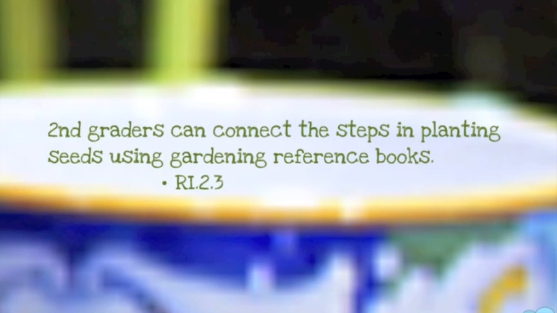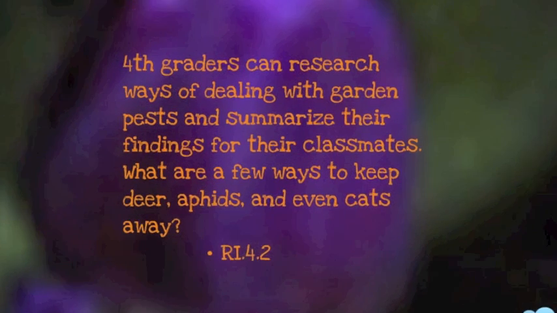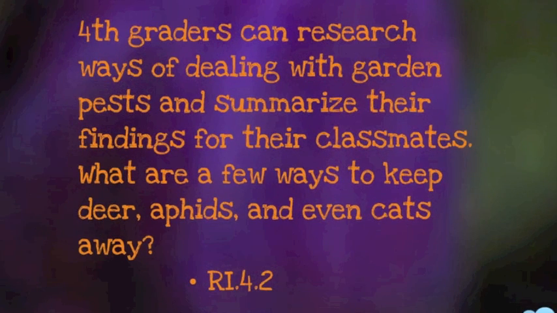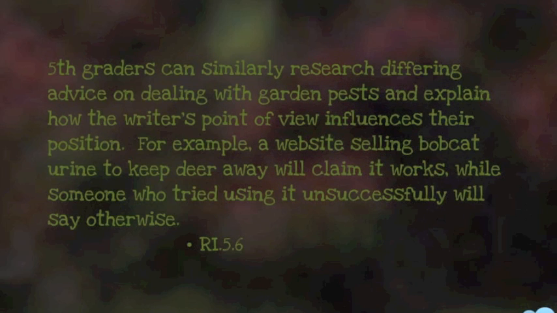Second graders can connect the steps in planting seeds using gardening reference books. Third graders can describe the cause and effect relationship between soil pH and growth rates of specific plants based on their book research and soil acidity testing. Fourth graders can research ways of dealing with garden pests and summarize their findings for their classmates. Fifth graders can similarly research differing advice on dealing with garden pests and explain how the writer's point of view influences their position. Does bobcat urine really keep pests away?